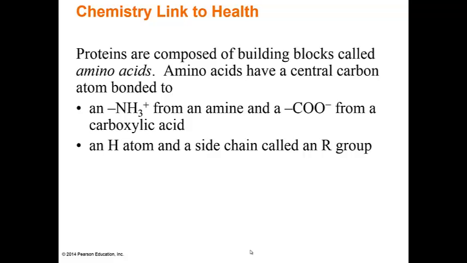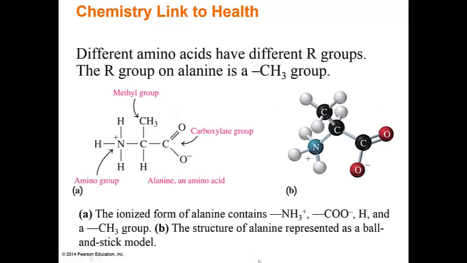Amino acids have a central carbon atom bonded to them: a positive NH3 from an amine, a negative COO from a carboxylic acid, an H atom, and a side chain called an R group. Okay, R group, I'll explain R groups. Different amino acids have different R groups.